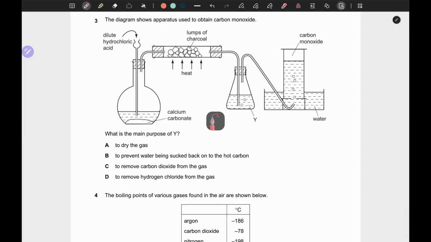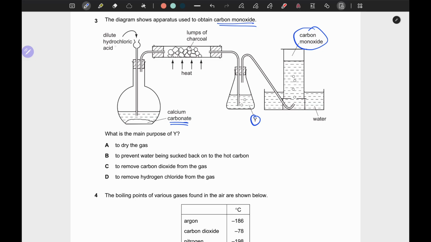Over here we have a diagram which shows the apparatus used to obtain carbon monoxide. So just an explanation of the diagram, we are adding dilute hydrochloric acid. We have a sample of calcium carbonate in this round bottom flask. We also have a tube which is filled with lumps of charcoal and it's being heated. And then there is a conical flask with a substance Y, a solution Y. And then there is a delivery tube, and we are collecting carbon monoxide by displacement over water. So that is the setup.